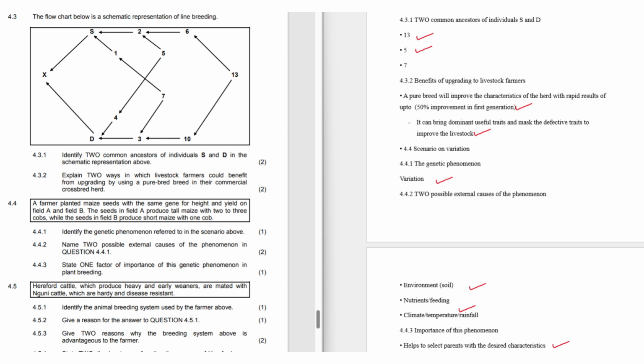4.3.1 identify 2 common ancestors of individual S and D in the schematic representation. Okay, so 2 common ancestors of individual S and D. Yes, S and D. They want the common ancestor, the ancestor that gave rise to S and D. Okay, so common grandparents that give birth to their parents. So they just want those grandparents that give birth to their parents.